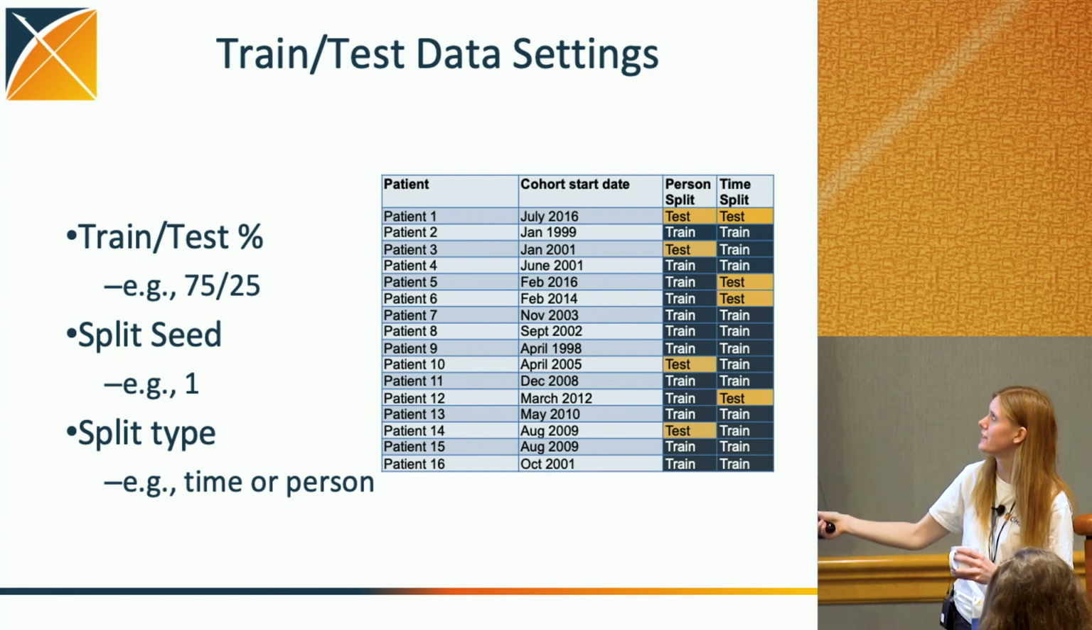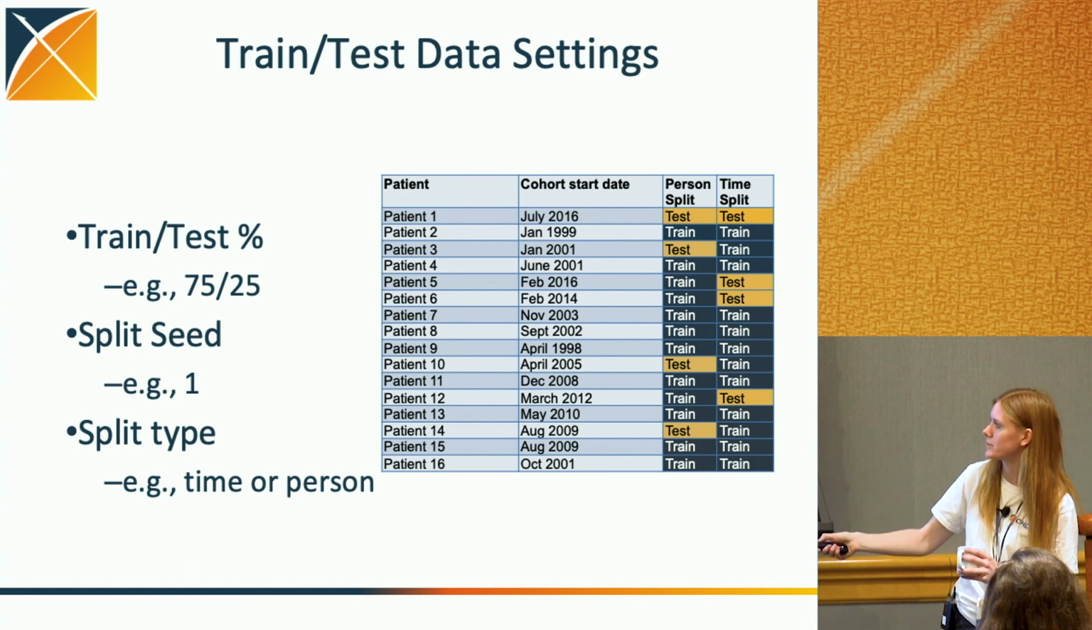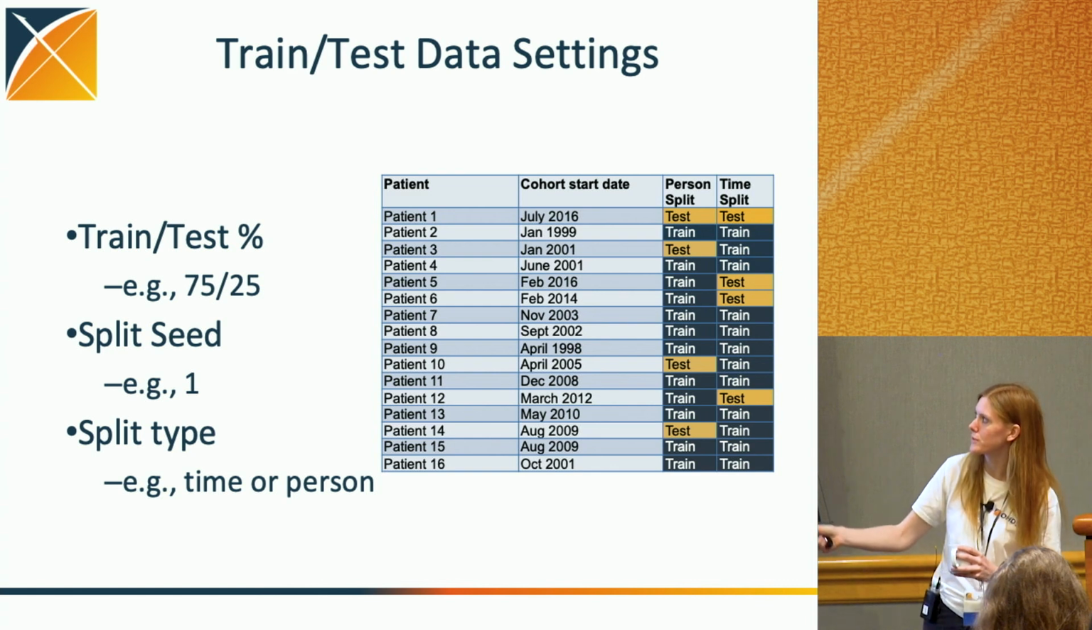And you have the index date for their T. If you're doing the person split, it's simply going to find 4 of these people randomly to be the test set, and the rest is going to be the train set. So this is just going to ignore this column. It's just going to randomly assign 4 patients into the test set. And this will depend on your split seed.